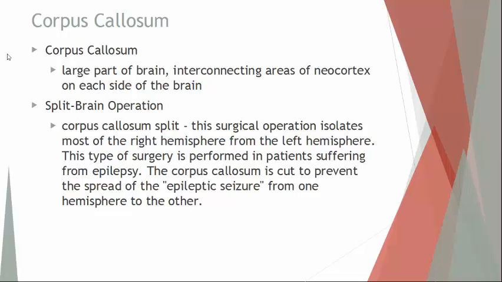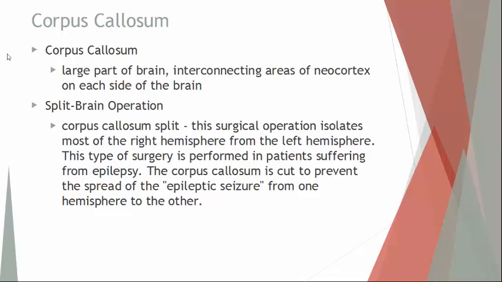Now there's an operation that's called a split brain operation, also called the corpus callosum split, where you surgically separate one hemisphere from the other hemisphere by cutting this band of tissue that connects the two. Now this is used as a way to treat epileptic seizures. What happens is you'll have these epileptic storms start at one side of the brain and go back and forth from right hemisphere, left hemisphere, and then back again.